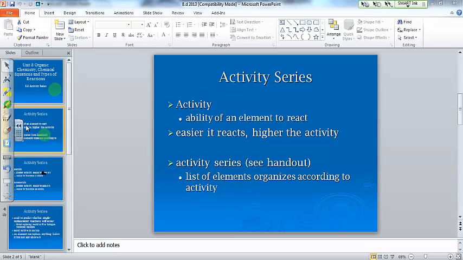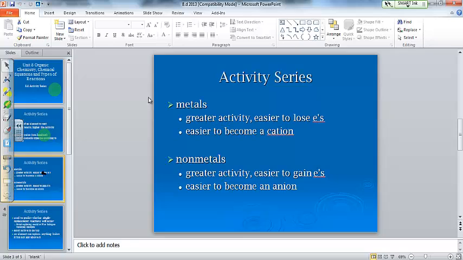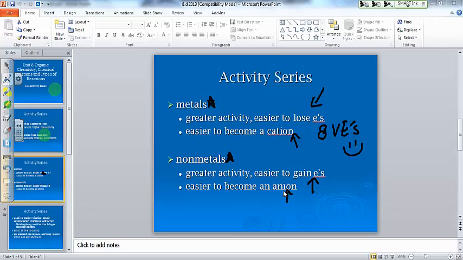Now, for little technical issues here, there's two types. You have activity for metals, and you also have activity for nonmetals. For metals, the greater the activity, the easier it is to lose electrons, because remember, metals want to give away those electrons to form cations so that they end up with 8 valence electrons, which makes them happy. Now, nonmetals are going to be the flip side. They're going to gain electrons. They're going to form anions for the same purpose, to gain 8 valence electrons and make them happy.